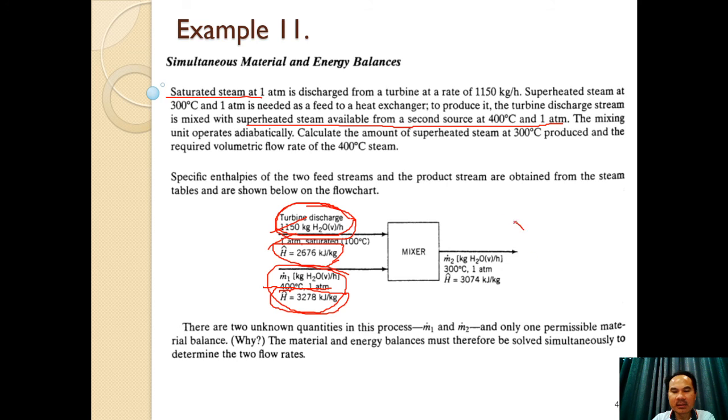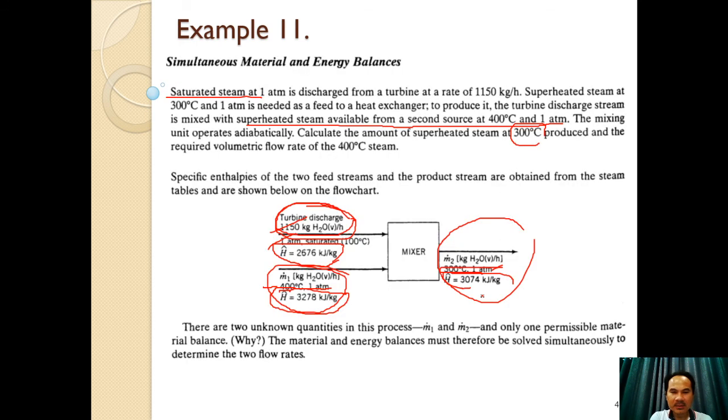After mixing, you get superheated water at 300 Celsius and 1 atm. You know the temperature and pressure, so you can calculate the enthalpy, and you don't know the mass. M2 is unknown. For this case, we have two unknowns but only one component. So two unknowns minus one species balance gives 1 degree of freedom. You cannot solve with only the material balance. That's why you need the energy balance to help.